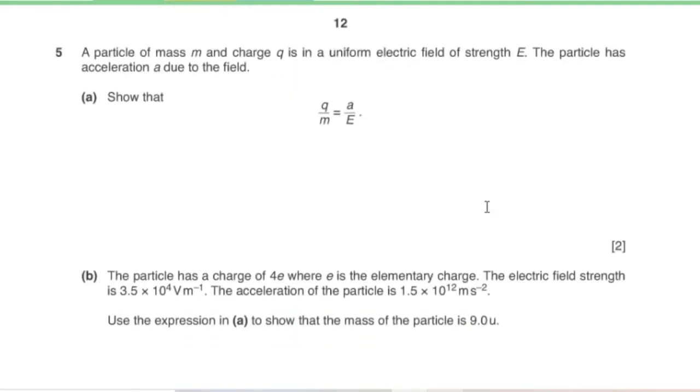Question number 5, part A. A particle of mass m and charge q is in a uniform electric field strength E. The particle has acceleration a due to the field. Show that q by m is equal to acceleration by electric field strength. So electric field strength is force by charge, where force is equal to mass into acceleration, divided by charge, and so charge divided by mass is equal to acceleration divided by electric field strength.